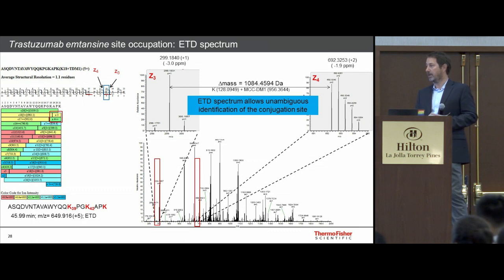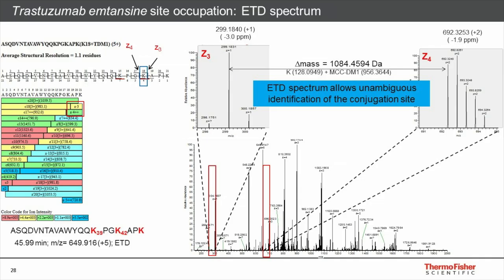So here it's my peptide with 3 lysine, and I found the +5 and I did ETD on it. And I want to know which lysine is occupied. So I'm going to look between Z3 and Z4, and if it's conjugated at that one, the delta mass should be the lysine plus MCCDM1. So this is what you get, the Z3, this is the Z4, and you identify those fragment ions at 3 and 2 ppm, and if you look at the mass that you get, it's actually the mass of the lysine plus MCCDM1. So right away you can tell that that lysine was conjugated, and it was pretty straightforward.